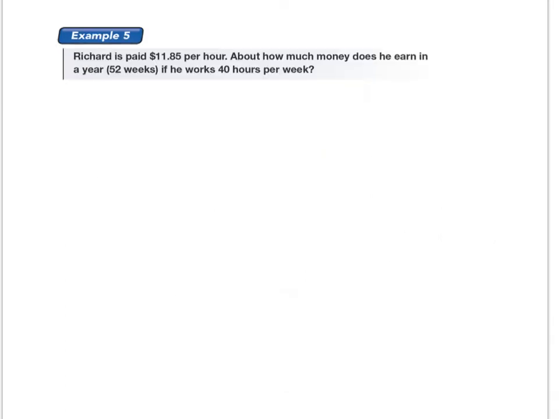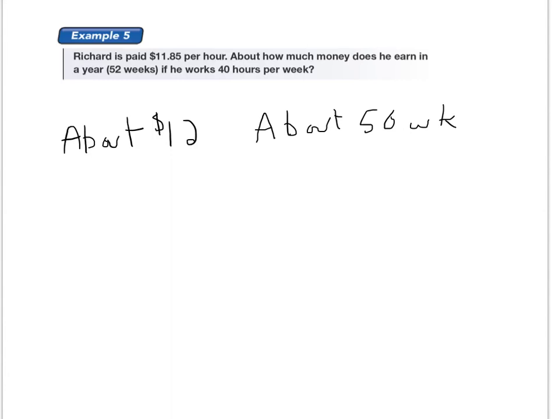And the last one here says, Richard is paid $11.85 per hour. About how much money does he earn in a year, 52 weeks, if he works 40 hours per week? Okay, well, we know he's paid $11.85 per hour. So he gets about $12 every hour he works. Okay, and it says that he's going to work a year, which is 52 weeks. So he's going to work about 50 weeks, and he works 40 hours every week. So in every one of those 50 weeks, he works 40 hours.